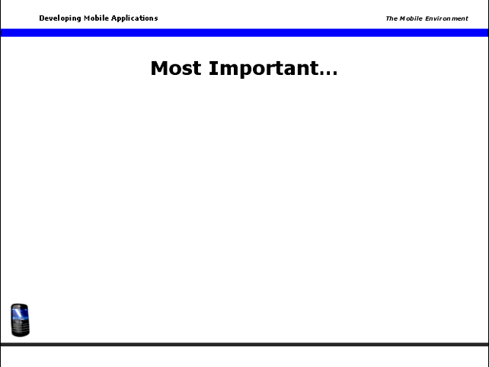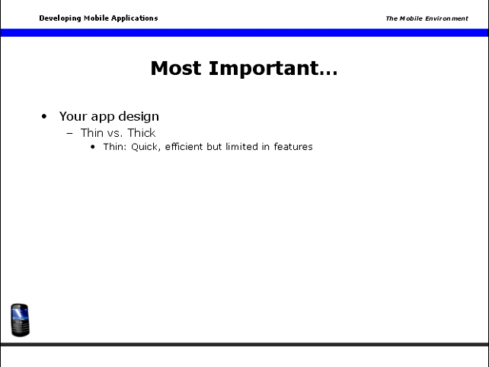Most important, and one of the reasons this is such a great exercise, building an app in an hour forces us to focus on your app's design. For example, is it thin or is it thick? Thin means quick and efficient, but perhaps limited in features. Thick means feature-loaded, but bloated and maybe slow.